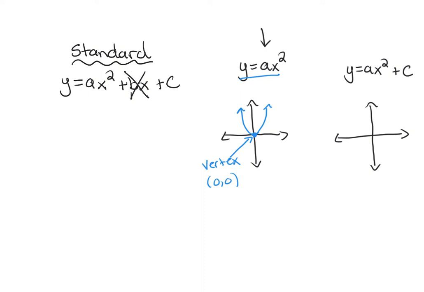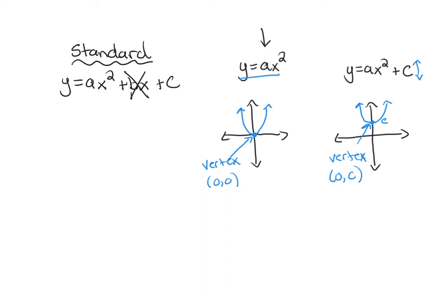All right, so now for this one, the vertex gets shifted either up or down, depending if it's plus or minus c. So let's say this goes up c. So the vertex is 0 and then c.